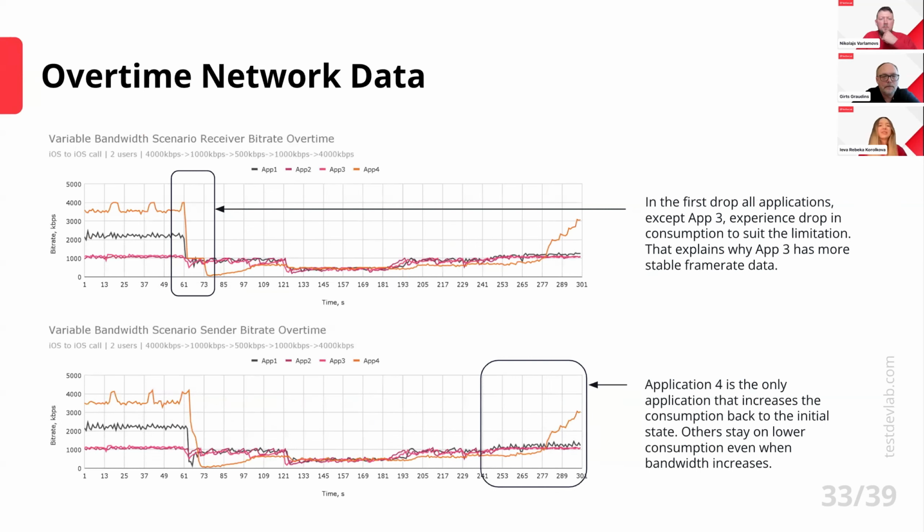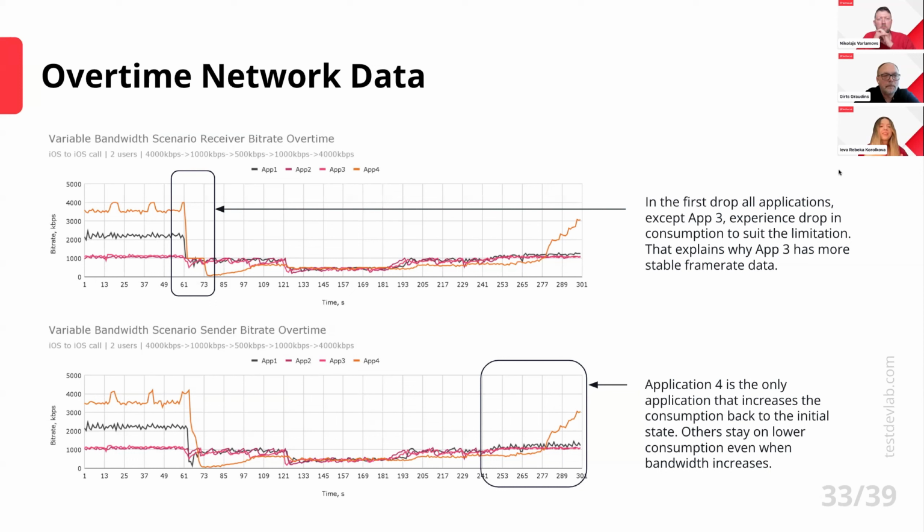And the biggest source for that information is usually overtime network data. And here you can see two main things. On the top graph, you can see receiver bitrate over time. And basically, the highlighted area explains why, during that change, application 4 turned off the video.